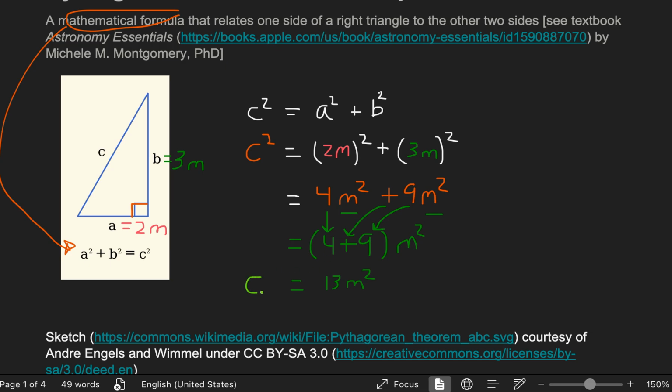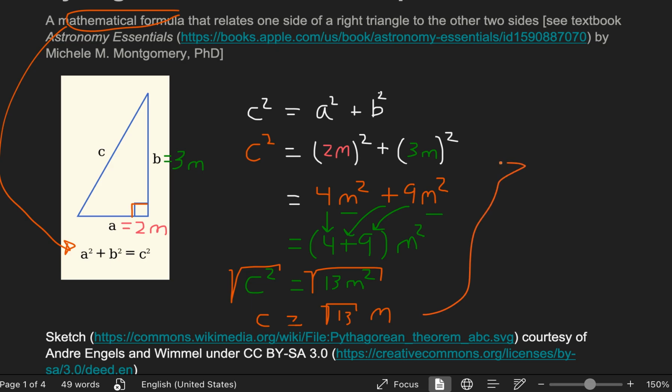So I'm just going to carry my c squared down on the left-hand side. The next thing we need to do is take the square root. So we need to take the square root of both sides of the equation. The square root of c squared is just c, and the square root of meter squared is just meters. So now we need to take the square root of 13.